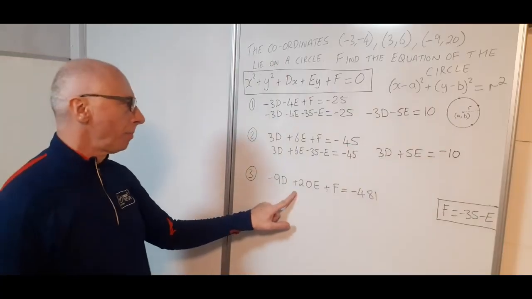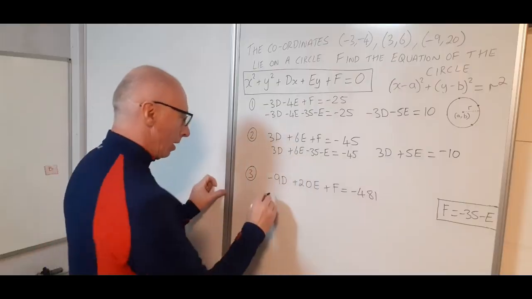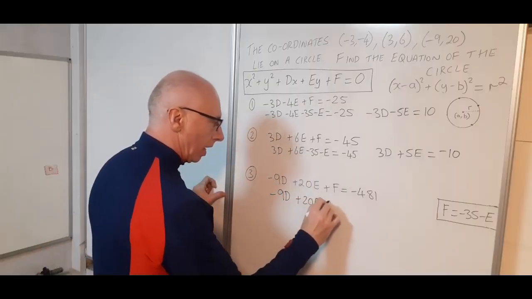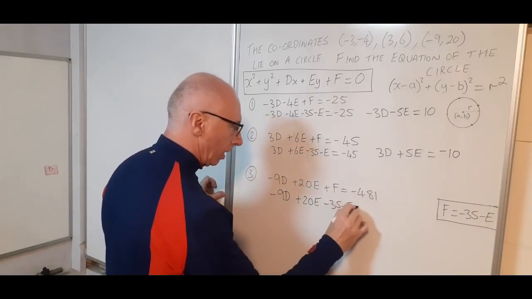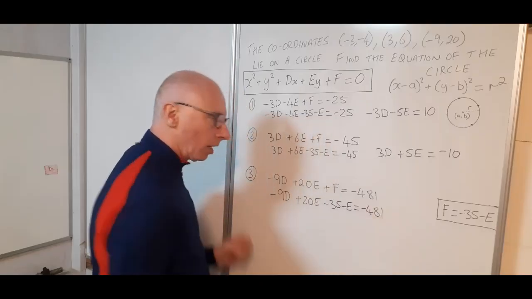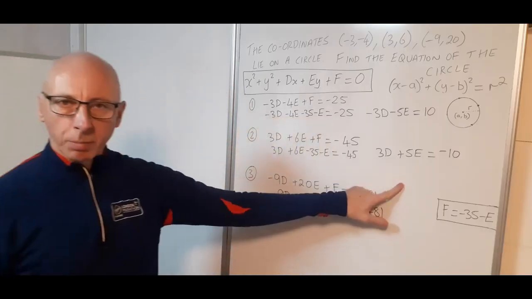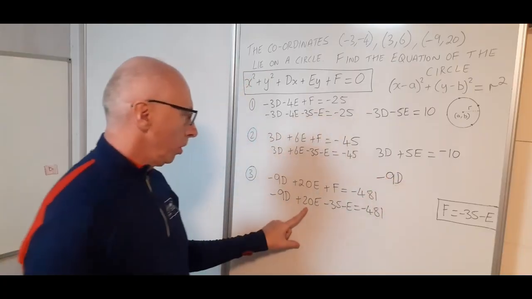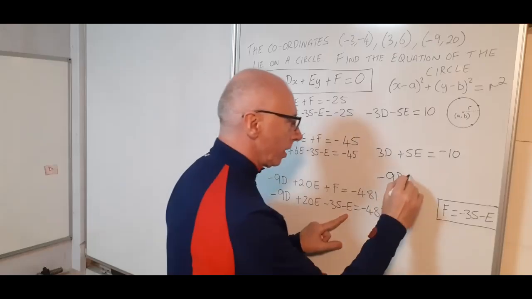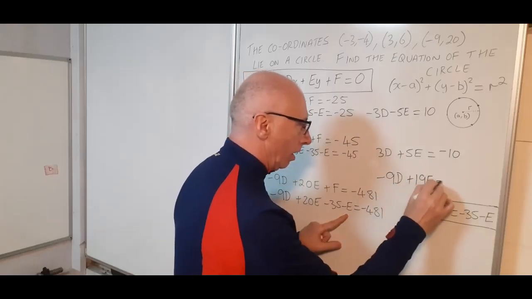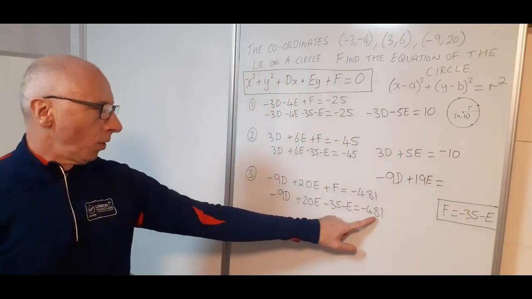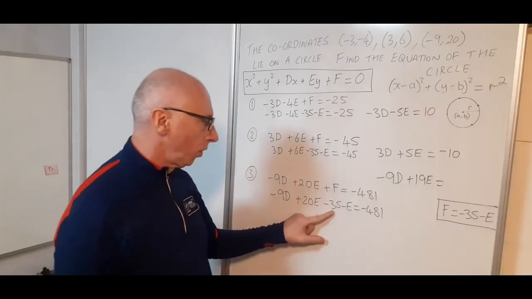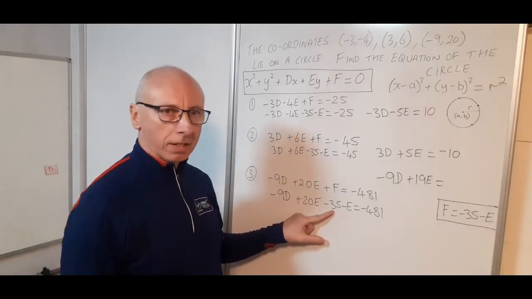Now let's do this one. Substituting again. Minus 9d plus 20e minus 35 minus e equals minus 481. Okay, let's do the simplification and just put it here. Minus 9d plus 20e minus an e, that's plus 19e. And what does that equal? 481 minus plus 35. So that's minus 446.